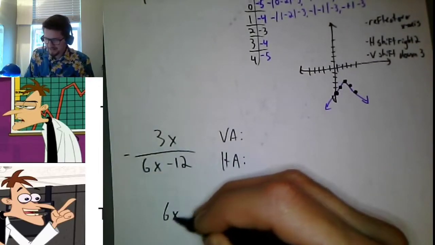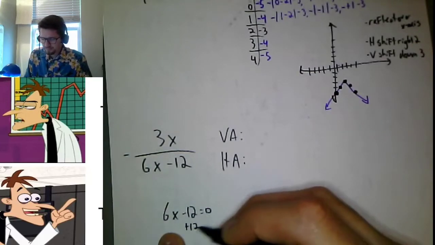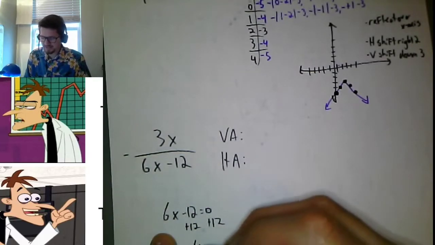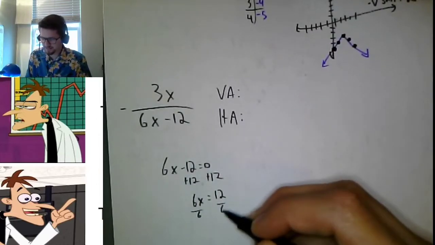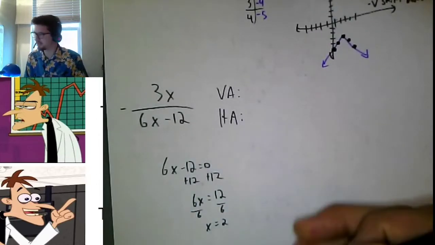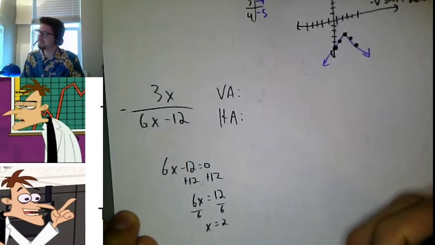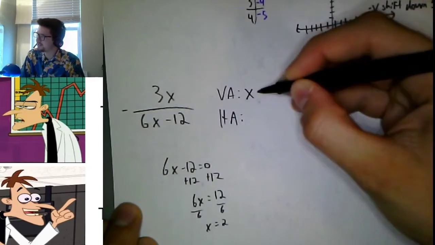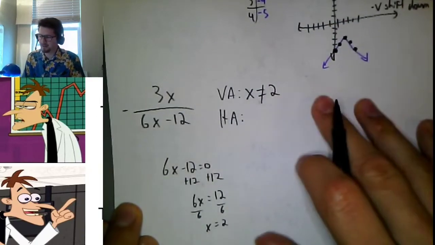So if I had 6x minus 12 equals 0, what would make it 0? I would end up with 6x equals 12. I would divide both sides by 6. X would have to equal 2 to get 0. Is that true? 6 times 2 is 12. 12 minus 12 is 0. Yes. So for my vertical asymptote, x cannot equal 2, because if it does, it divides by 0.